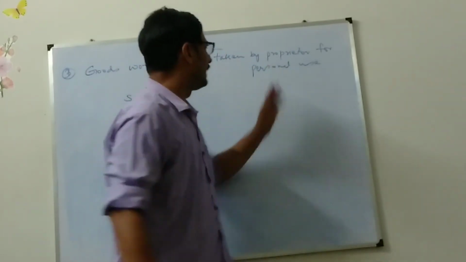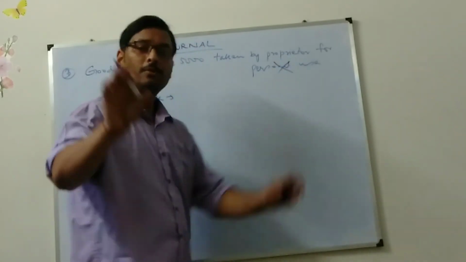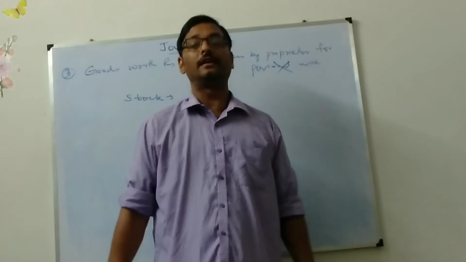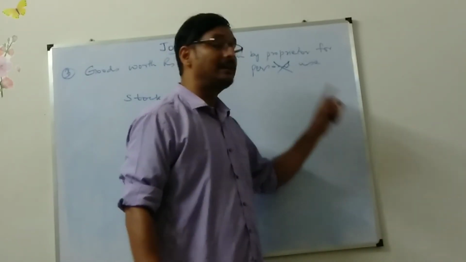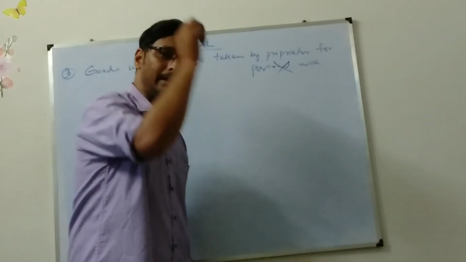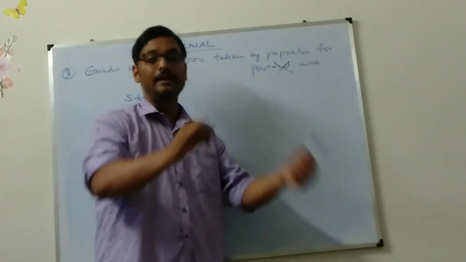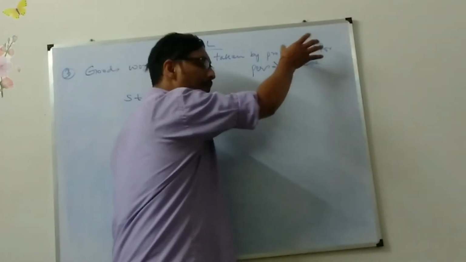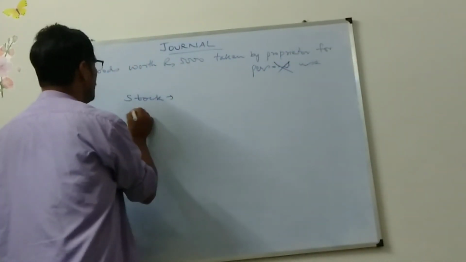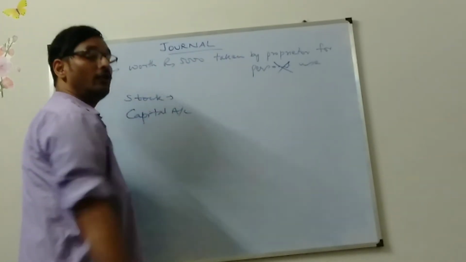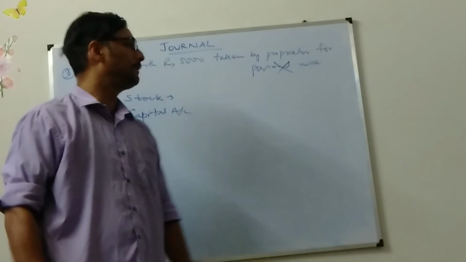I don't need to look at this. It's not my lookout for what purpose it has been taken. Whatever he wants to do, let him do. It is taken by proprietor, so the moment you see proprietor, you will be writing capital. In this, cash is not involved. Only stock and capital are involved.